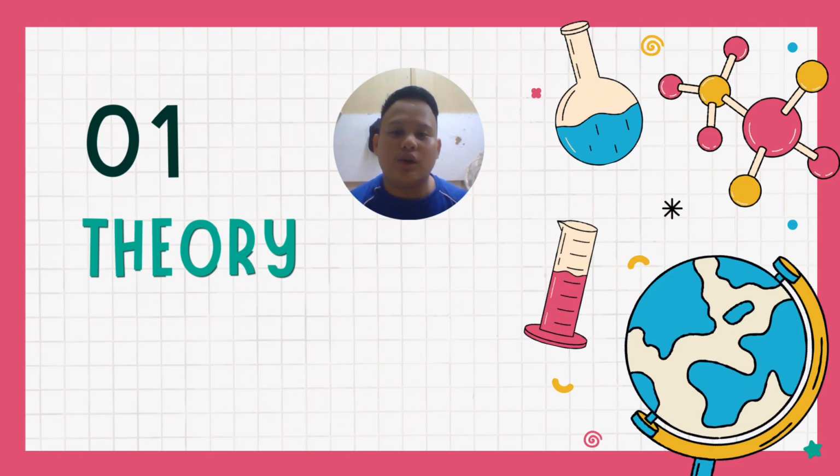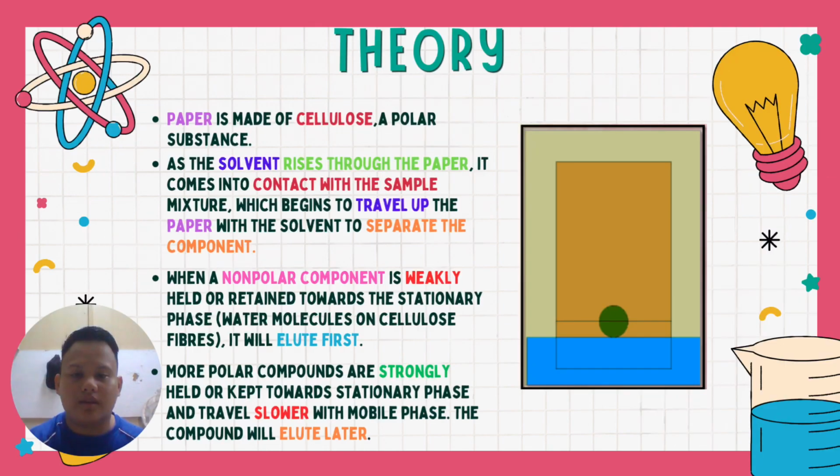Next, we move on to the theory part of paper chromatography. First of all, paper is made of cellulose, which is a polar substance. As the solvent rises through the paper, it comes into contact with the sample mixture, which begins to travel up the paper with the solvent to separate the components. When a non-polar component is weakly held towards the stationary phase, which is water molecules on cellulose fibers, it will elute first. More polar compounds are strongly held towards the stationary phase and travel slower with the mobile phase. They will elute later.